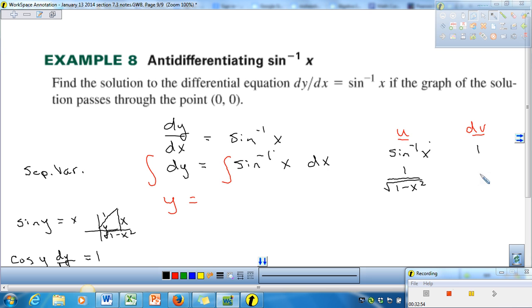What is the antiderivative of 1? It is x. Now, if I go another row, is this going to be an easier integral to take or a harder integral to take? Harder. We need to stop now. So we are going to set up our lines like this.